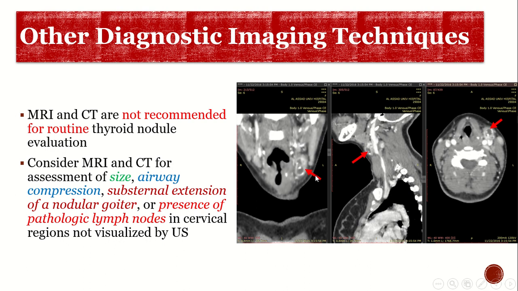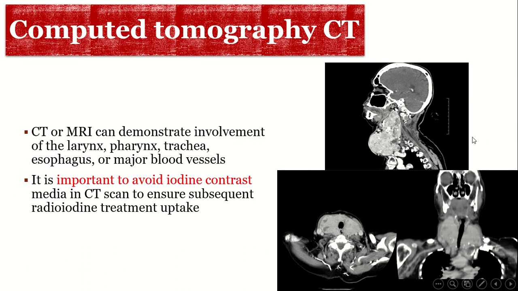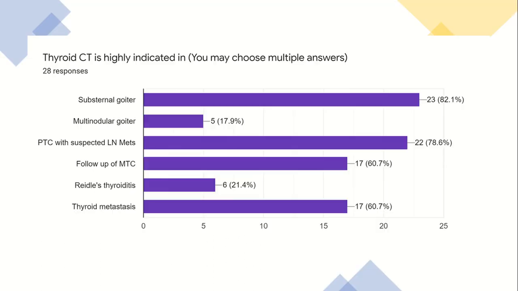This is an example of metastatic lymph node from thyroid carcinoma. And also, we see here that the CT scan is needed to assess the extent of this huge multinodular goiter, and its relation to the airway and its relation to the sternum. It's important to avoid iodine contrast when the patient is believed to have thyroid cancer and needs radioiodine therapy later, because it postpones this procedure.